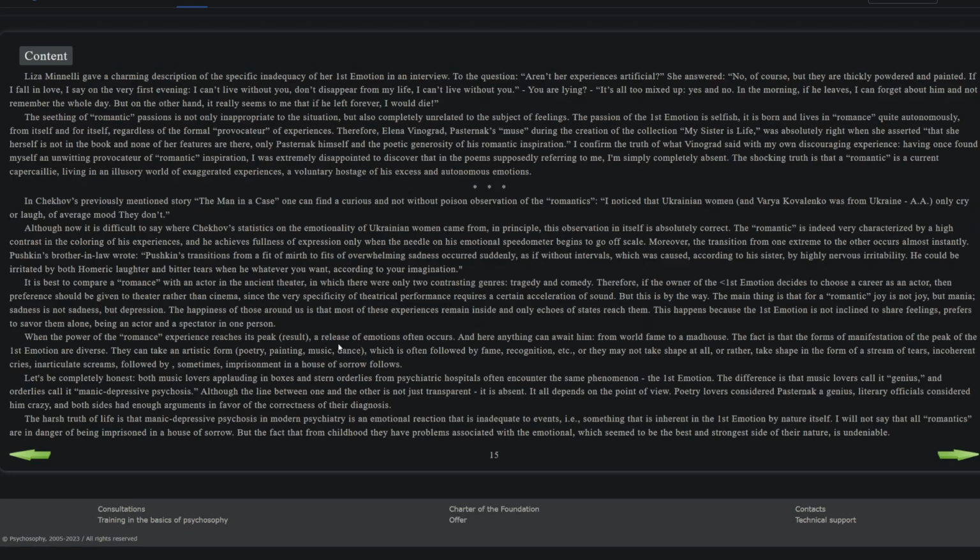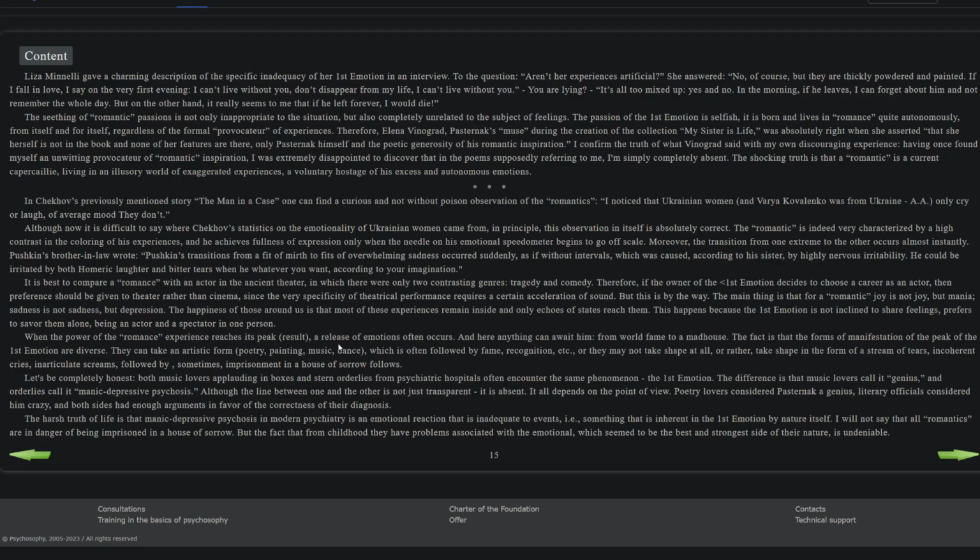Liza Minnelli gave a charming description of the specific inadequacy of her first emotion in an interview. To the question, aren't her experiences artificial? She answered, no, of course, but they are thickly powdered and painted. If I fall in love, I say on the very first evening, I can't live without you. Don't disappear from my life. I can't live without you. You are lying? It's all too mixed up. Yes and no. In the morning, if he leaves, I can forget about him and not remember the whole day. But on the other hand, it really seems to me that if he left forever, I would die. And so she means in the moment, if he left forever, she would die.